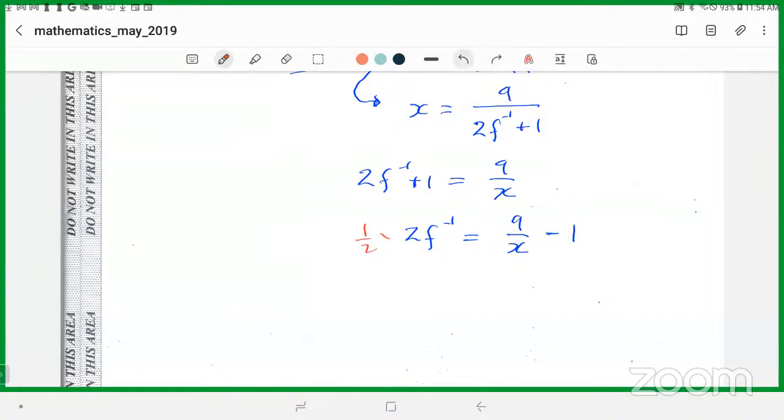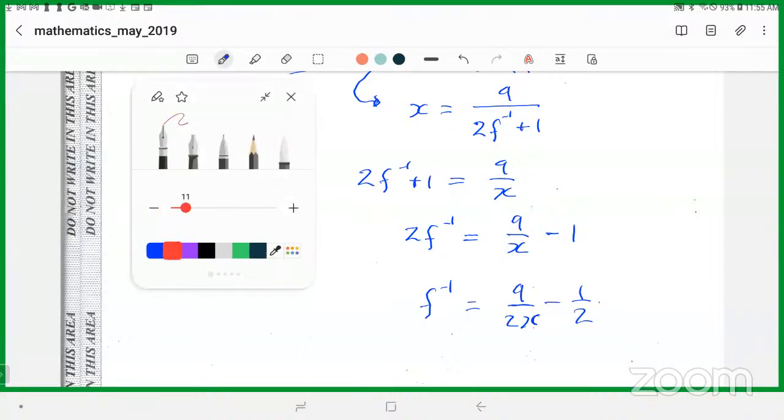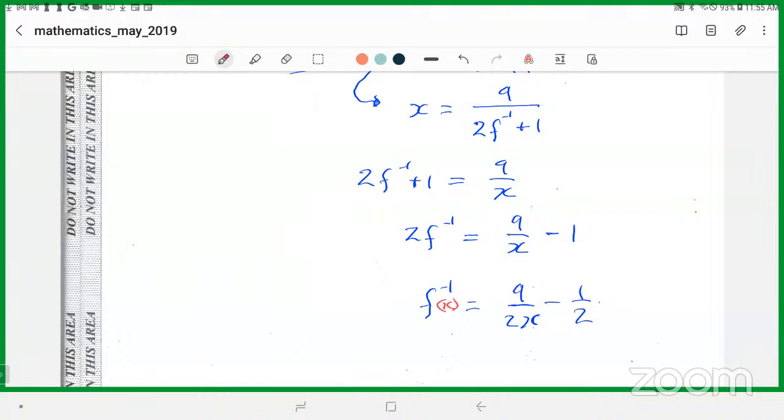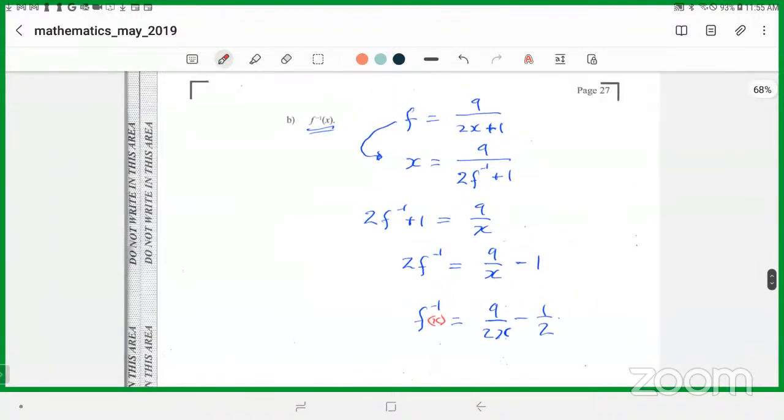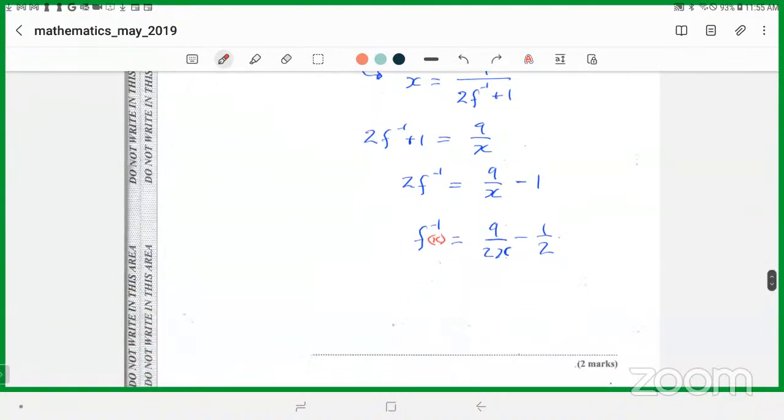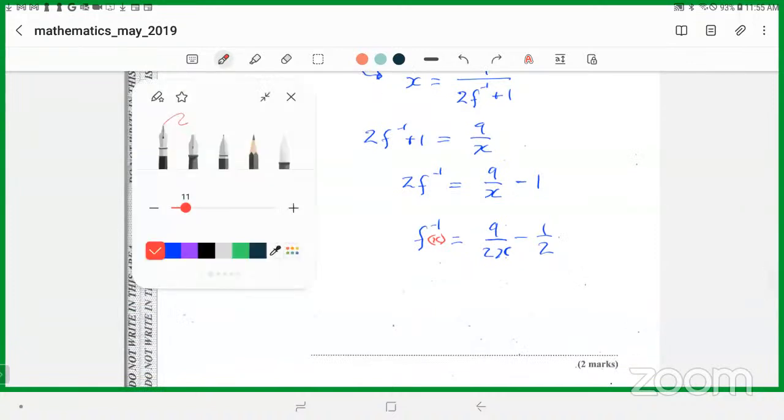All right. So one good end result is that f to the minus 1 becomes, if I divide this by 2 and multiply by half, 9 over 2x minus, if I multiply this by half, it becomes half. So that's one way to express it. And then I'm putting back my x right here. And that's it. I'm leaving this as my answer. That's not the only way to write the answer, but that's good enough. Another way to write it is to make the denominator the same.